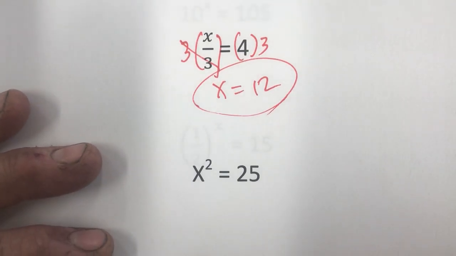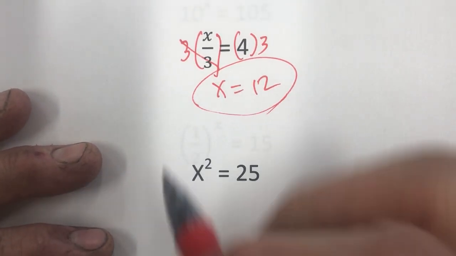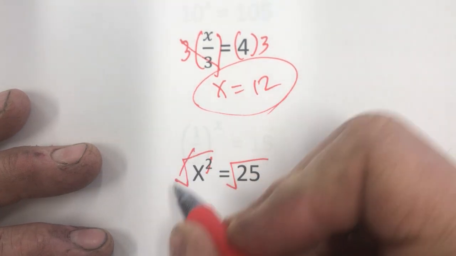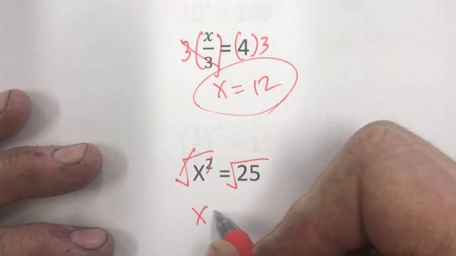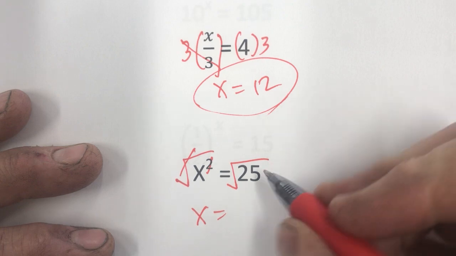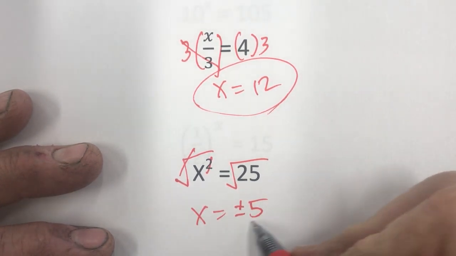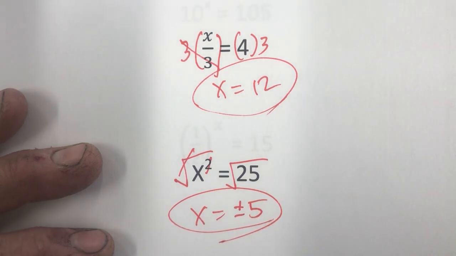When I have something like x squared equals 25, the inverse would be the square root. That would make it cancel out. And so that means x equals the square root of 25, which is 5. But now when you square root both sides, it could be plus or minus. So you have to add that in there.